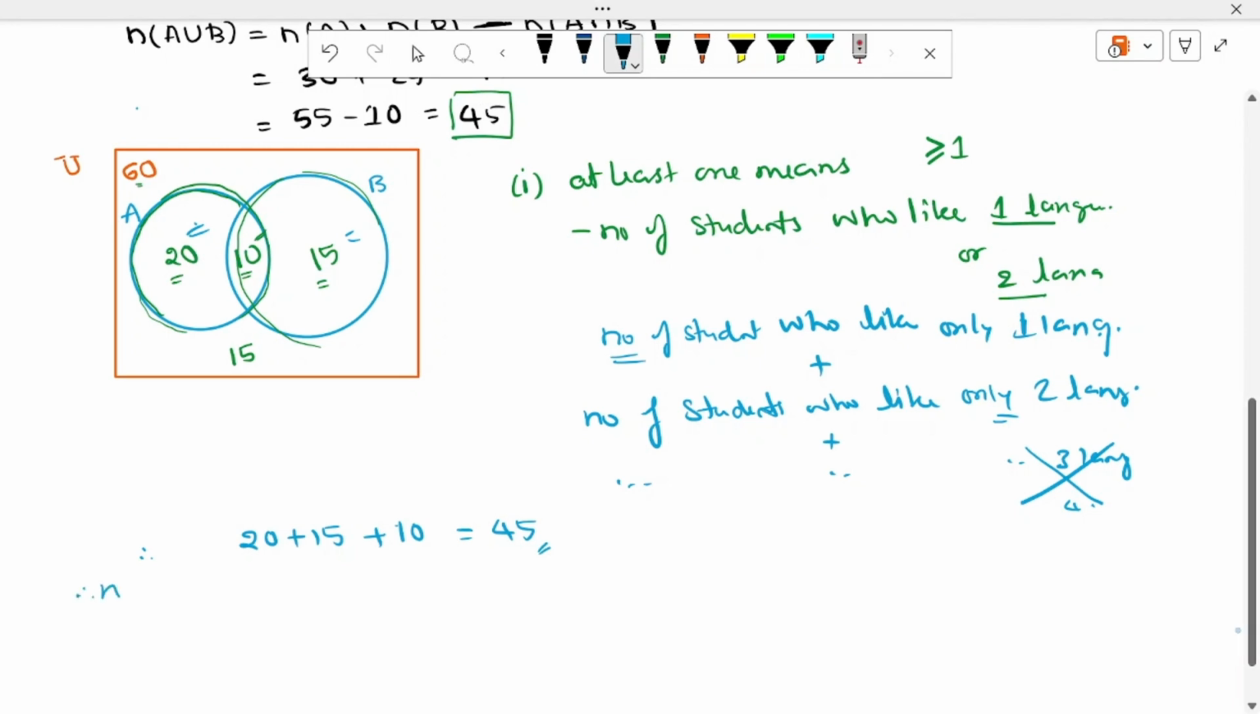Therefore the number of students who like at least one language is 45.